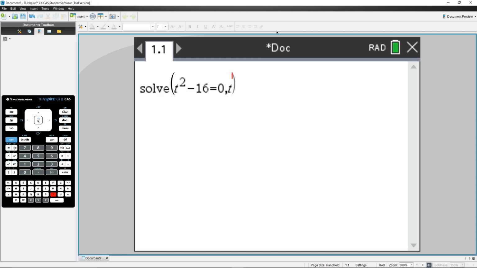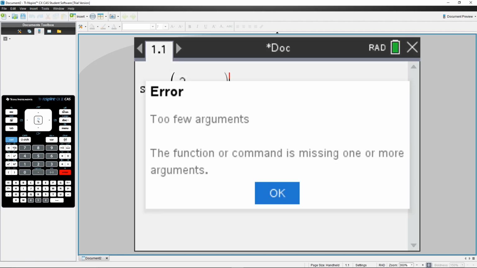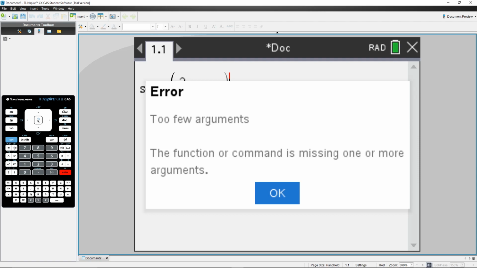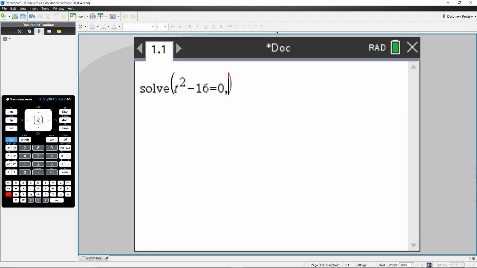One thing to remember when doing this is to put comma t, because we're trying to solve for the variable t. If you put comma x, you're not going to get the answer, and if you just forget it altogether, you're going to get this error, too few arguments. So it's important to know exactly what these functions each require when you're using them on the exam, or else you'll just be stuck on this screen trying to figure out what's going on. So we put comma t, and your answer is going to be negative 4 and positive 4.